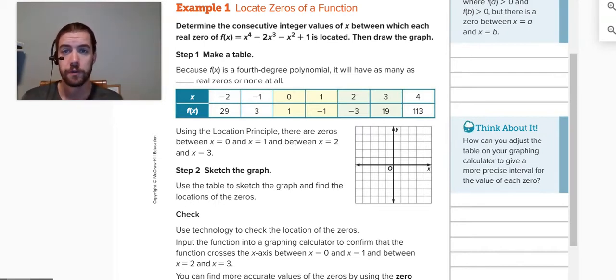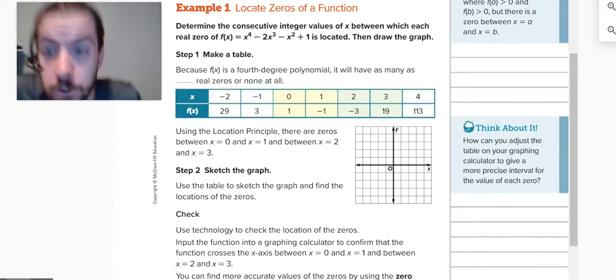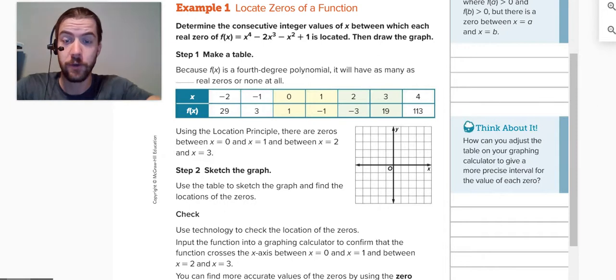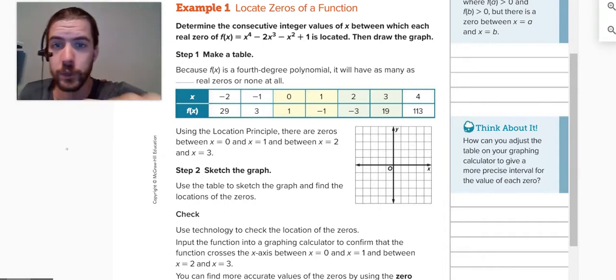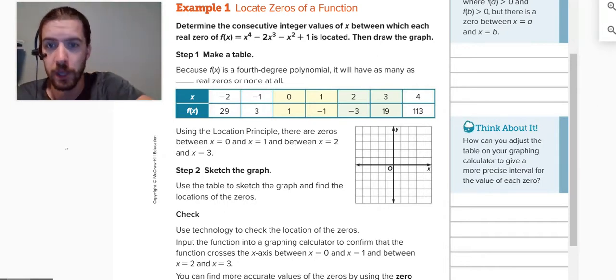Okay, so our function is x to the fourth minus 2x cubed minus x squared plus 1. So step 1 is to make a table. The table's kind of filled out for us. Because f of x is a fourth degree polynomial, it will have as many as blank real zeros or none at all. So the answer here is based off the degree of that polynomial. Since we have x to the fourth, it will have as many as 4 real zeros or none at all.